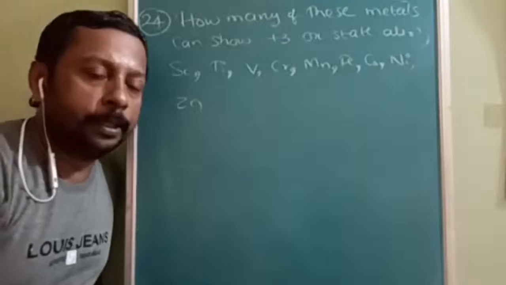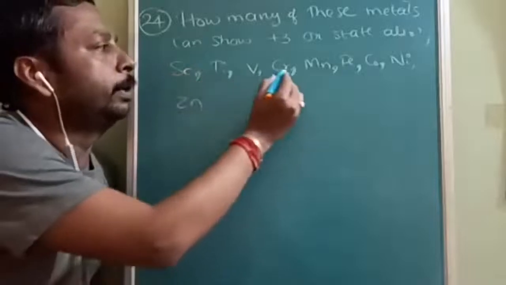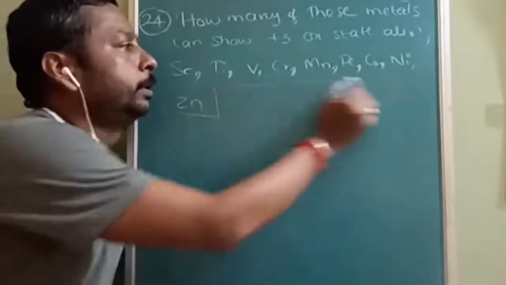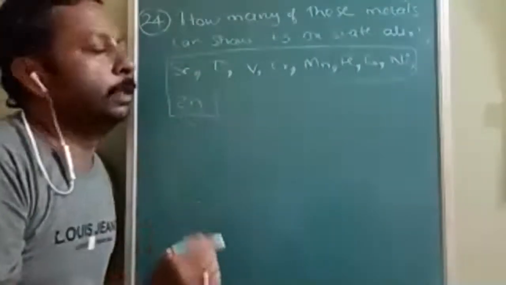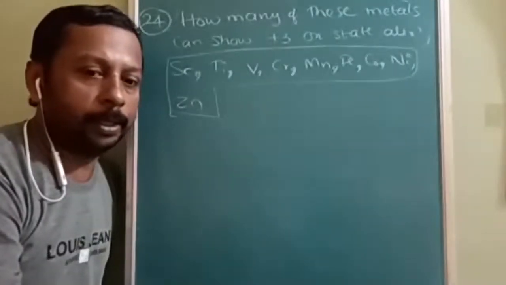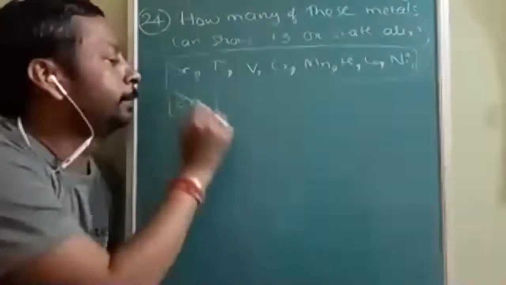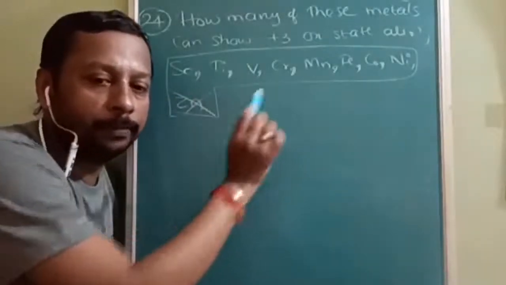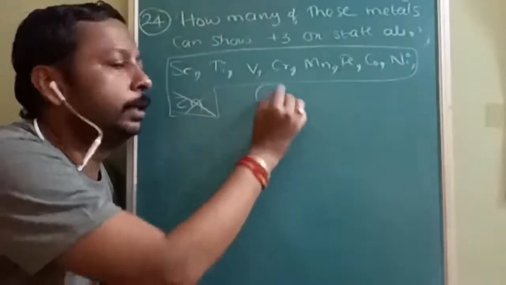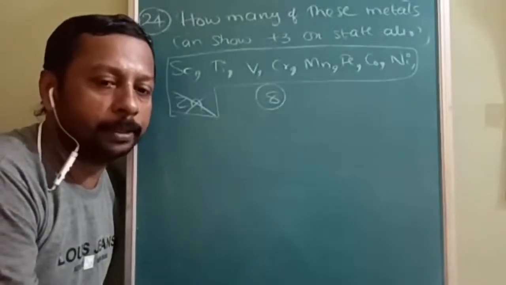Here all of them are 3D series transition elements: scandium, titanium, vanadium, chromium, manganese, iron, cobalt, nickel, and zinc. Out of these, how many can show the +3 oxidation state? Question is clear? You can try and give me the answer, then check with my answer. Here the answer: except zinc, all of them can show the +3 configuration. 1, 2, 3, 4, like that, 8 elements can show the +3 oxidation state.